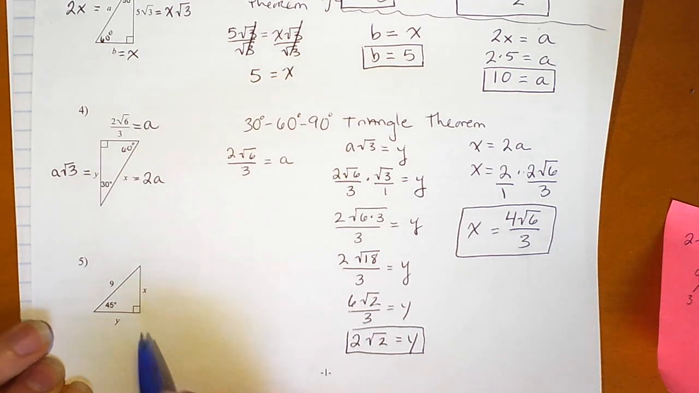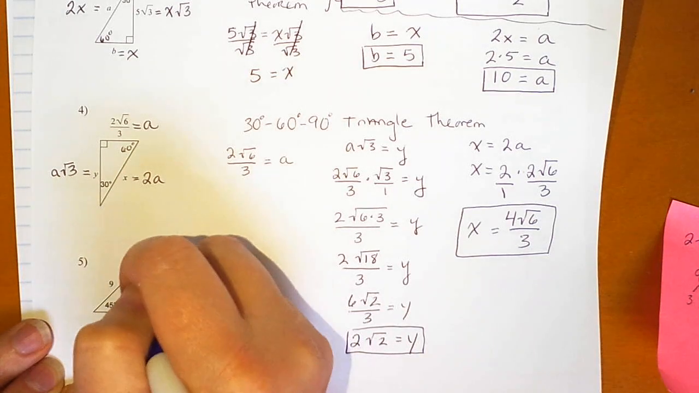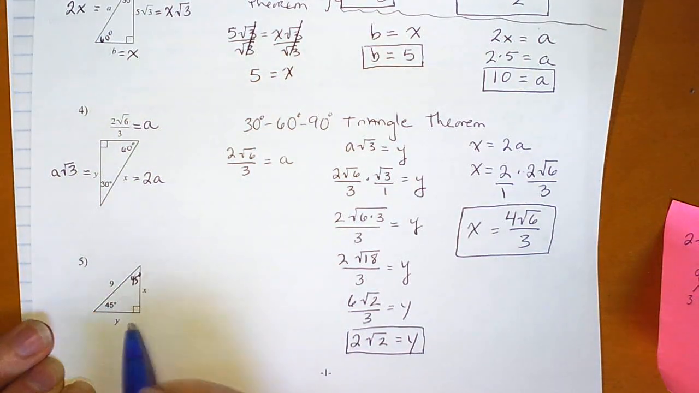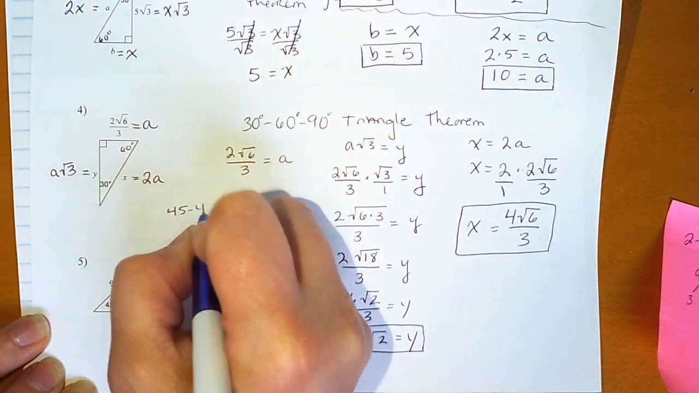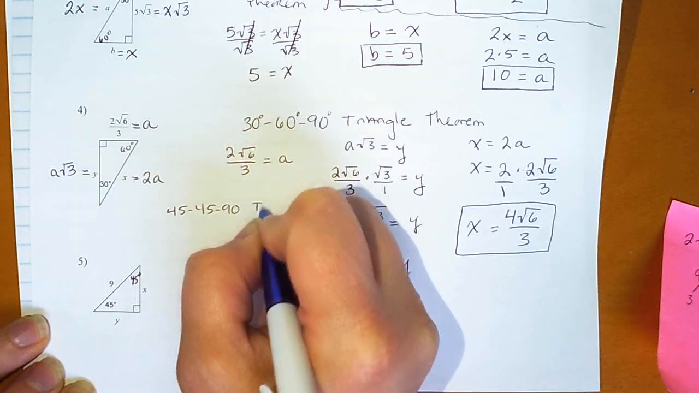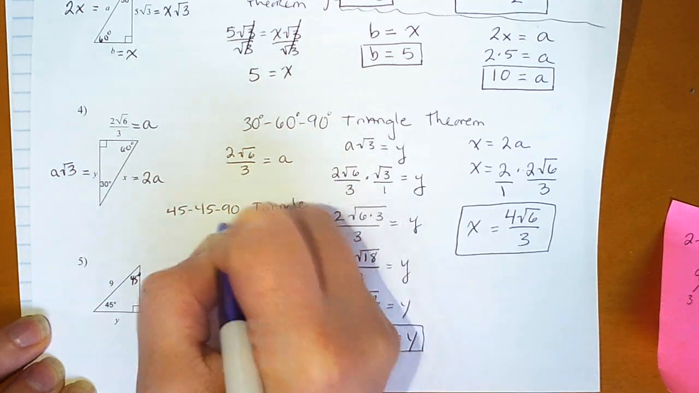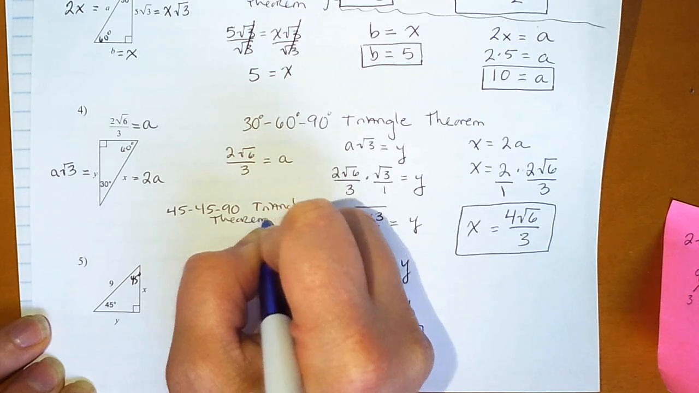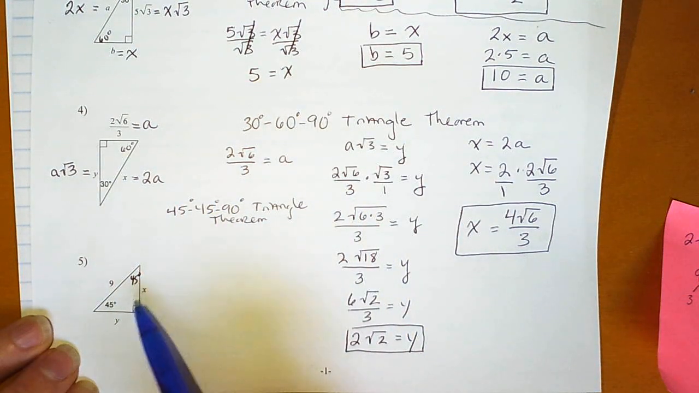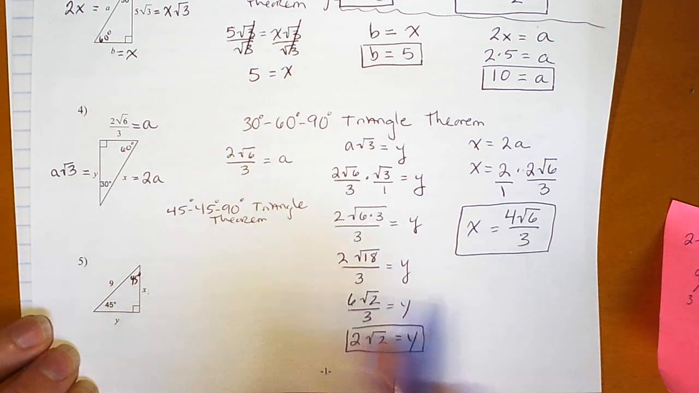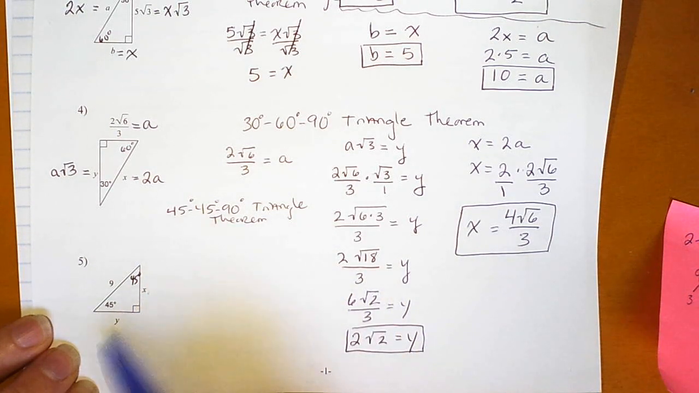Problem number 5 is a 45, 45, 90 triangle. So here we're going to be using the 45, 45, 90 triangle theorem. We have the variable x being used as one of the legs and y for the other. So as long as we don't use x or y to make our model, we should be fine.